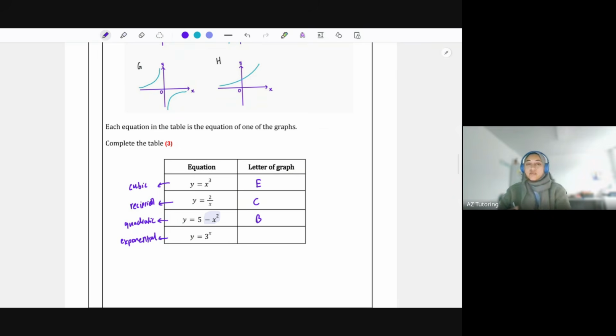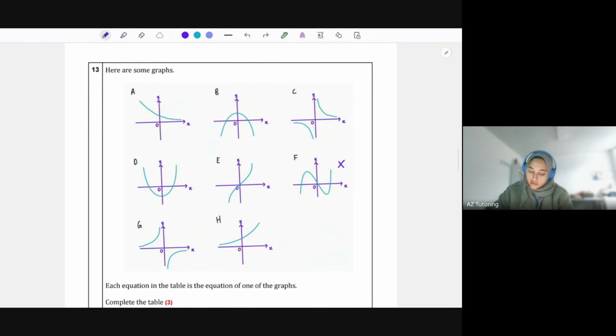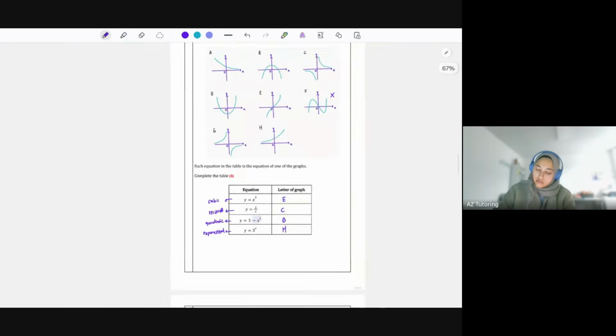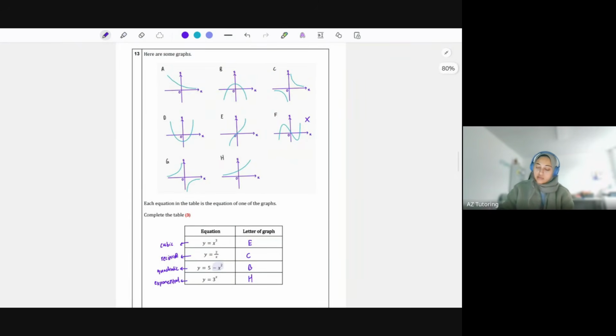And then finally, we've got the exponential graph. Now you should recognize the exponential as going up to infinity. So which exponential graph do we have here? We've only got one positive exponential graph, which is H there. That final one is H, and that's for 3 marks for question 13.